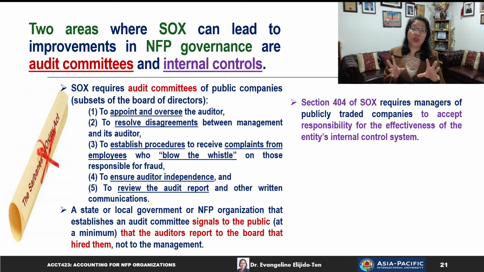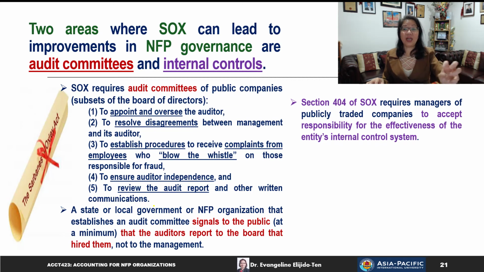In terms of internal controls, Section 404 of SOX requires managers of publicly traded companies to accept responsibility for the effectiveness of the entity's internal control system.